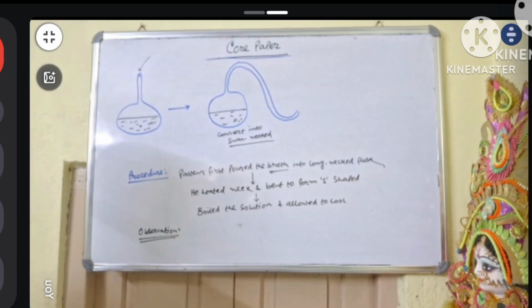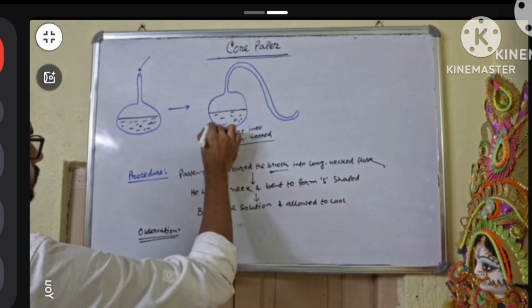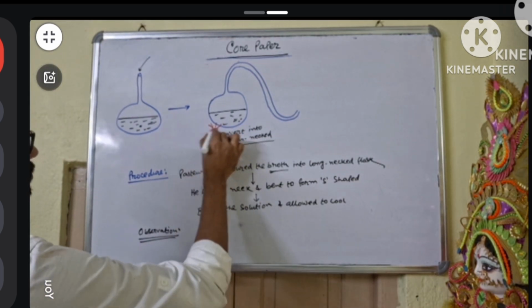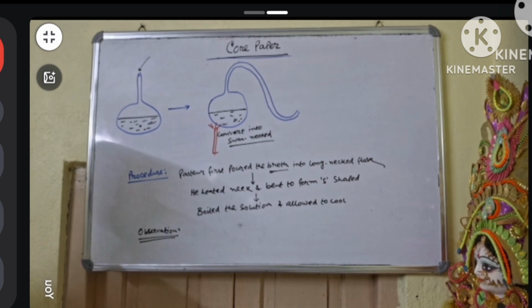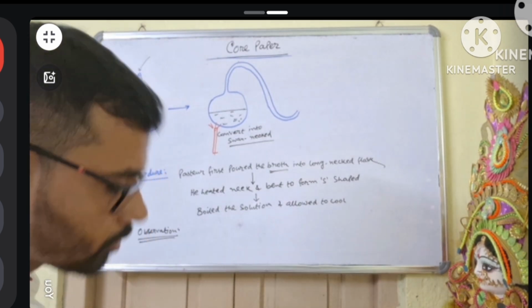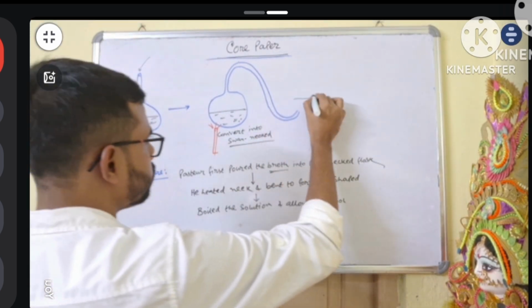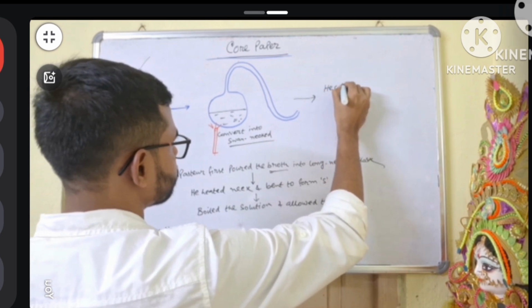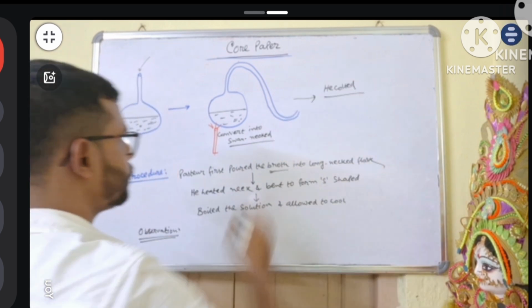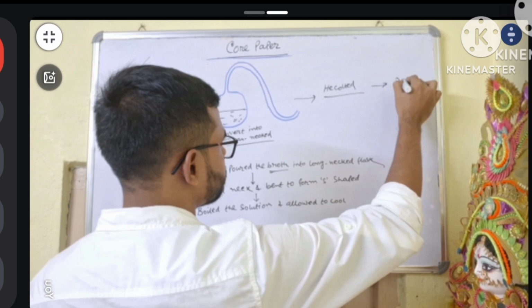He heated this material with the burner for 5 to 10 minutes. After that, he cooled it at room temperature and waited for 2 to 3 days.